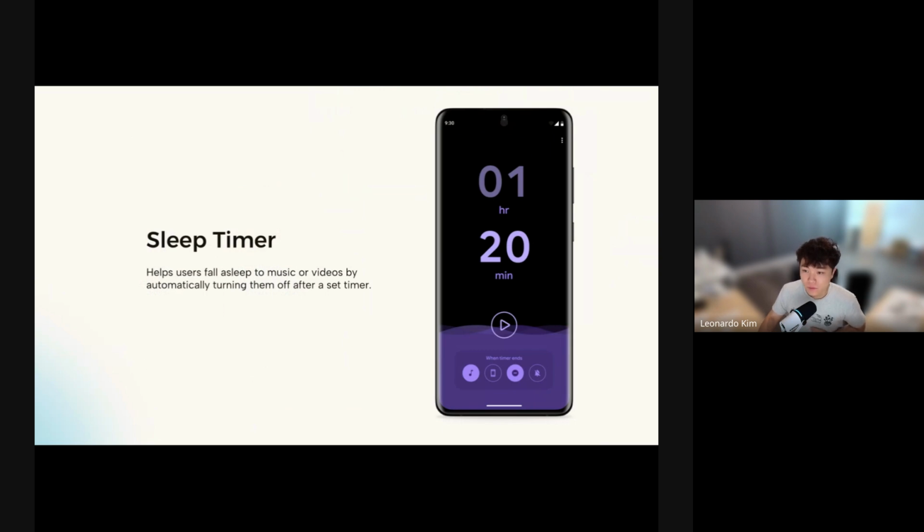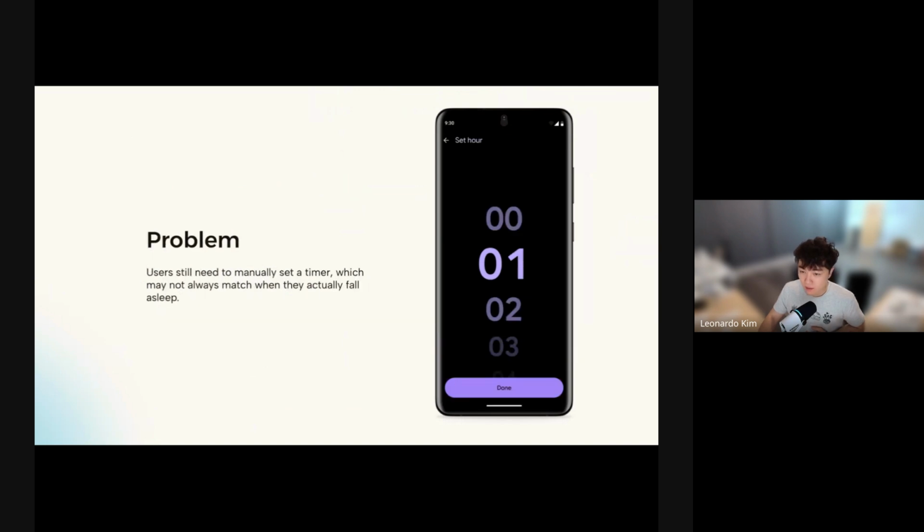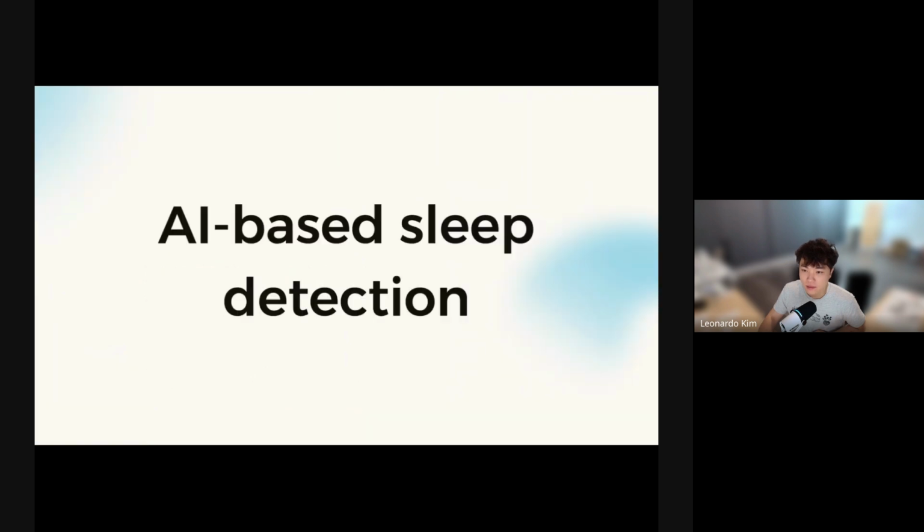The inspiration for this project came from the Sleep Timer app. The app allows users to set a timer and it automatically turns off music or videos that are playing to help users to fall asleep. However, the app has one limitation. Users might fall asleep before the timer ends or still be awake when it finishes. To solve this, the app needs a way to detect whether a user is asleep or not.